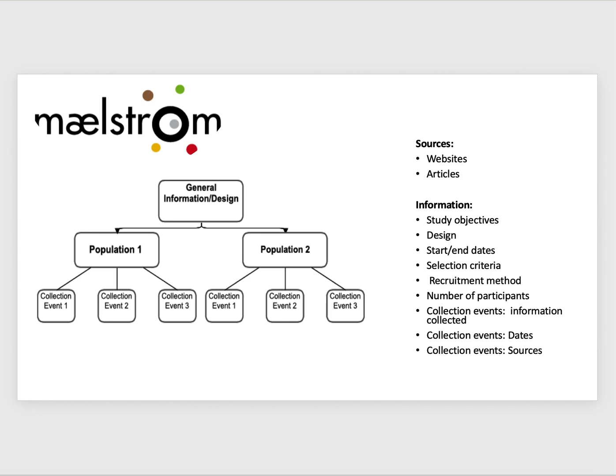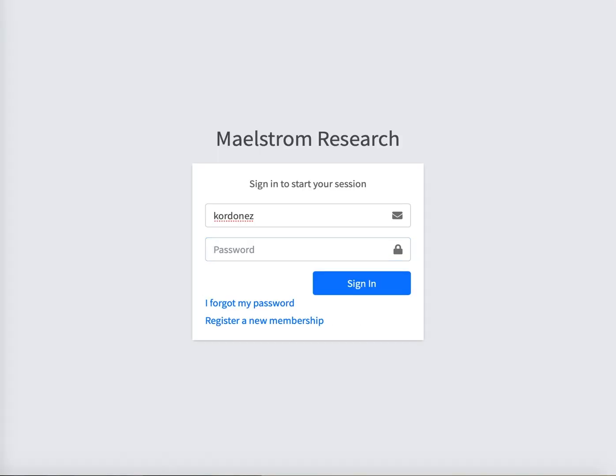First, you need to be sure that you have the necessary information to complete the main fields. This means that you should already have publications or websites with information about the three sections: general information, general design, population or populations, and collection events. The information that you should already have refers to study objectives, design, start and end dates, as well as information about the participants, such as selection criteria, recruitment method, how many people participated, and finally, information about the collection events, such as the types of information collected, dates, and the sources.